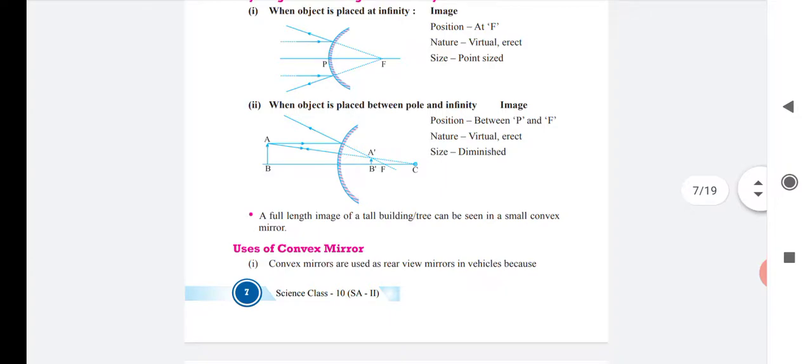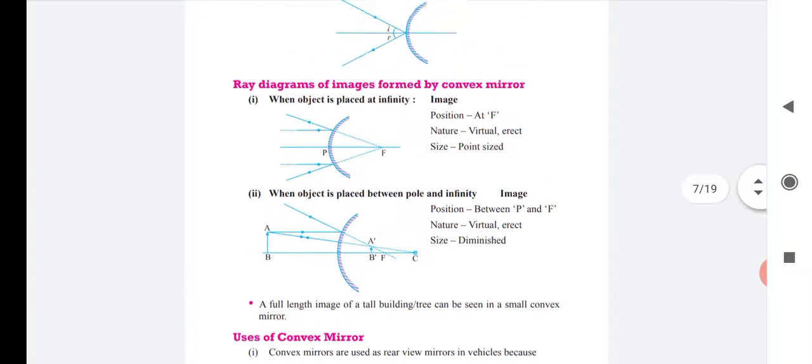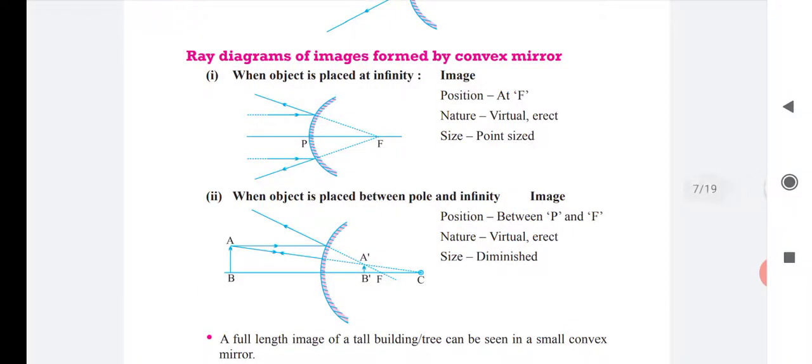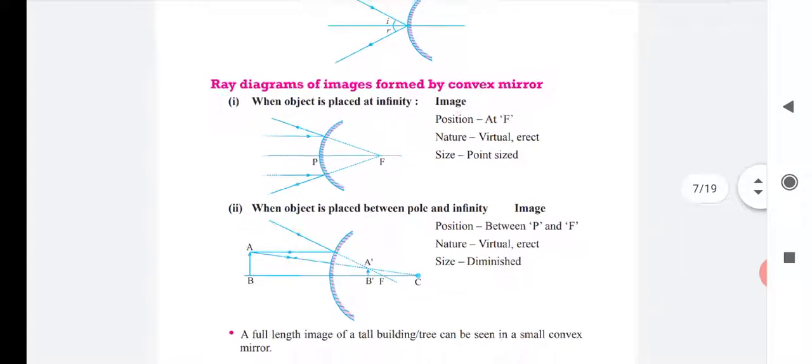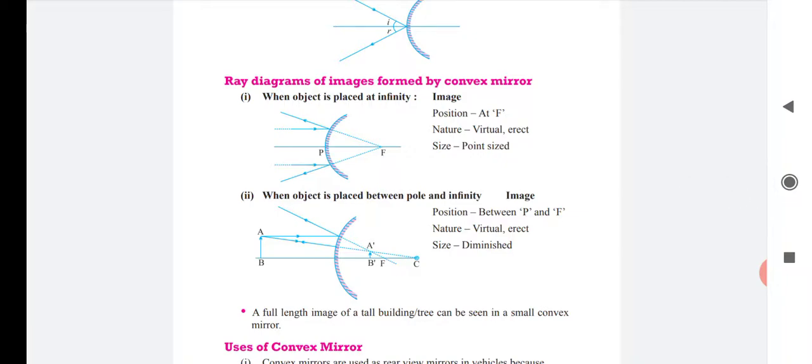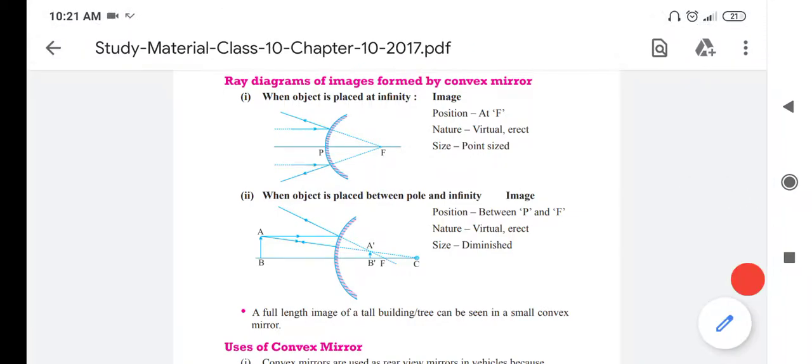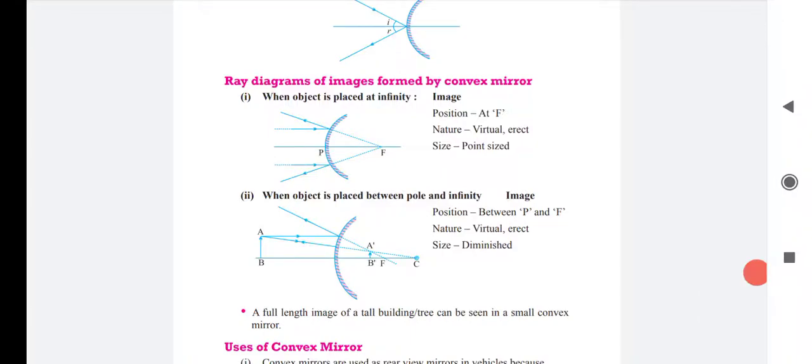So next is uses of convex mirror. Convex mirrors are used as rear view mirrors in vehicles. Why are convex mirrors used as rear view mirrors in vehicles? You can see from these two images, the first one is point sized, the second one is diminished. It will always give you a virtual erect image. In the first case it is giving the nature as virtual erect, in the second case also virtual erect.